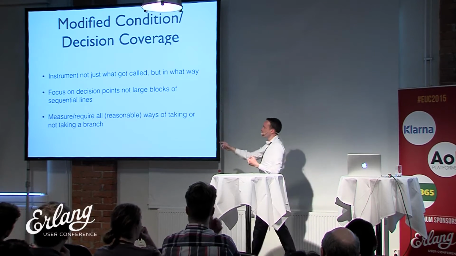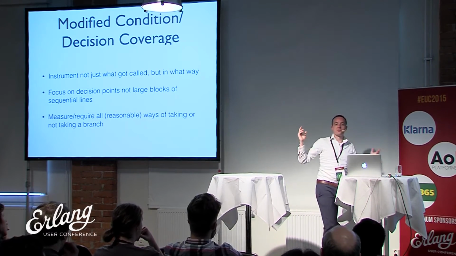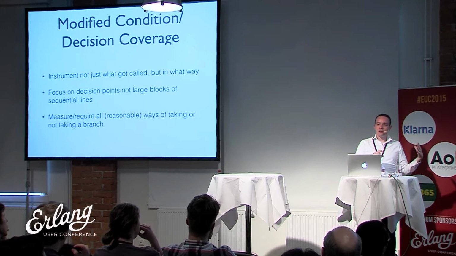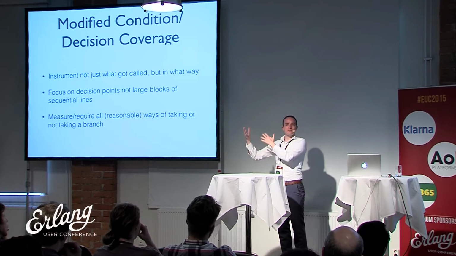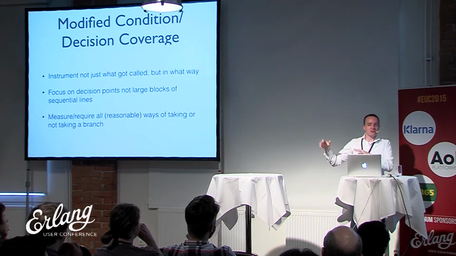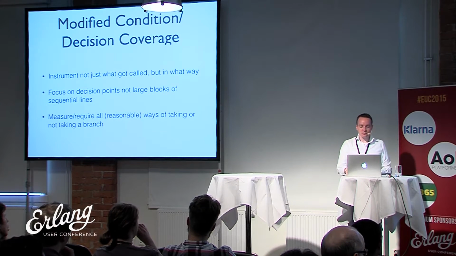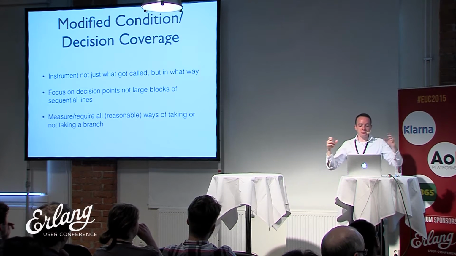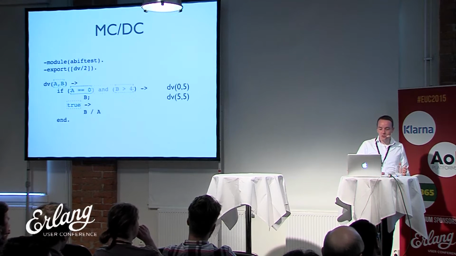I've put reasonable in brackets because it's not the complete cross product of trues and falses. There are some cases that are clearly impossible. As I say, with an AND, there's only one way of making it true. It's not interesting to look at different values that make it true. And conversely, there's lots of ways of making it false, but some of them are impossible, as we'll see later. So we don't need the complete cross product, but we need to look at all the reasonable ways of taking or not taking each branch.